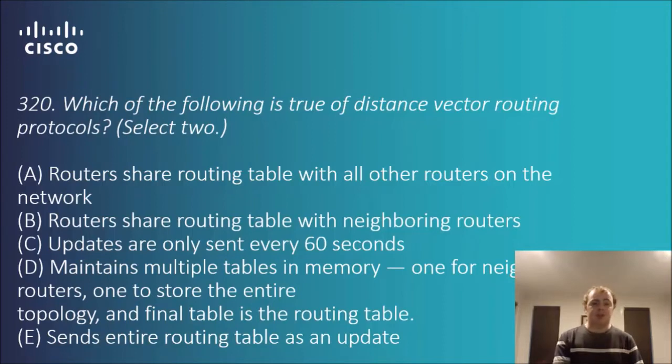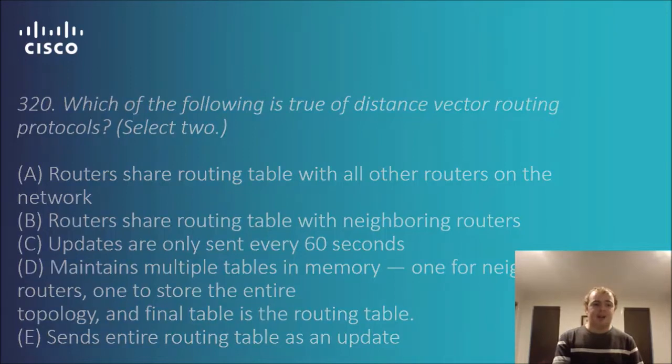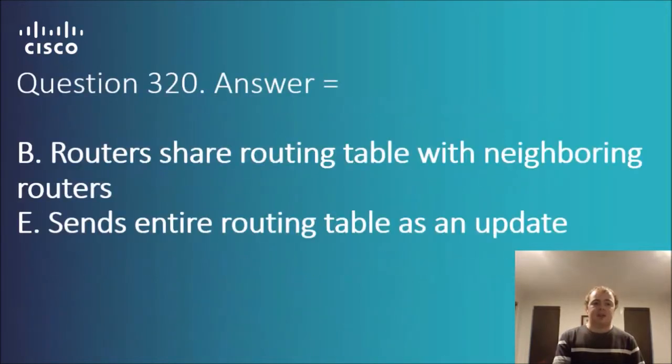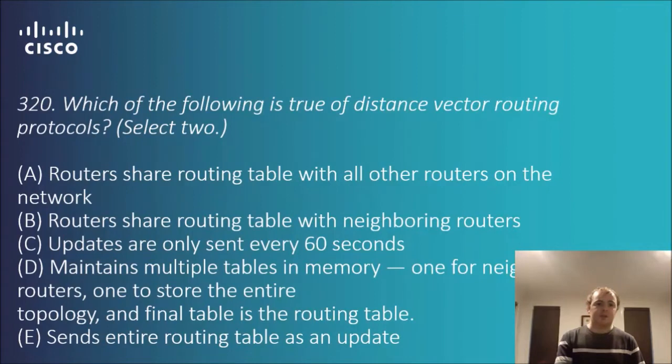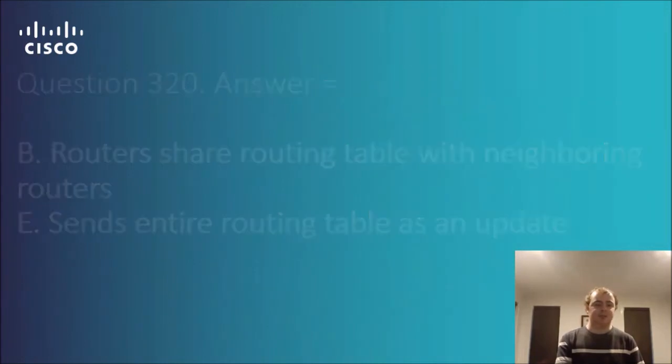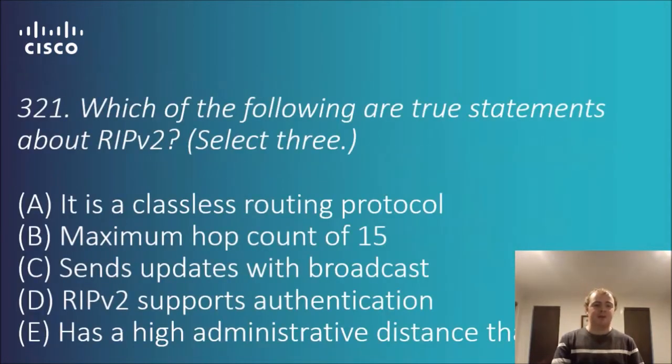And again, with this one, it's just a matter of memory, and I'll give you the answers to these ones. Feel free to pause at any time if you don't want to hear them. The answers are B and E. Routers share routing table with neighboring routers, and they send entire routing table as an update. Those are obviously some factors of distance vector routing protocols. So again, rote learning this one. Definitely keep that one in the memory bank.